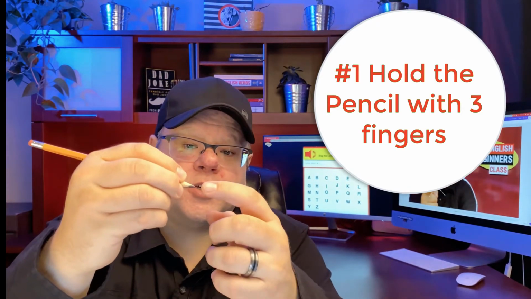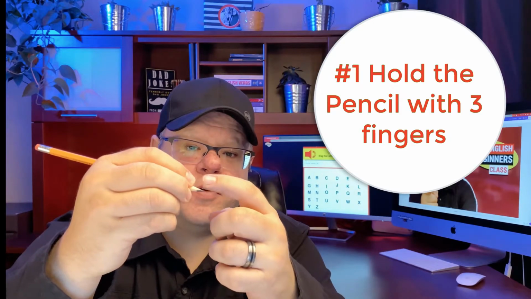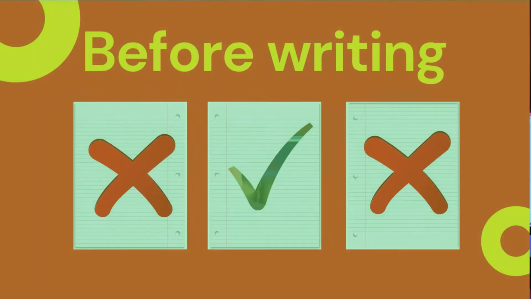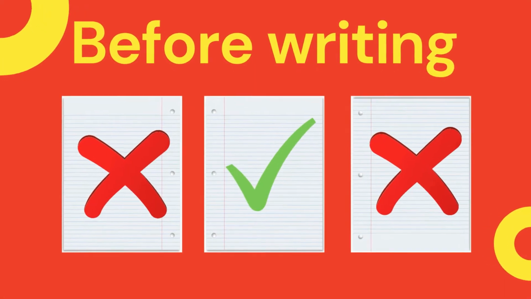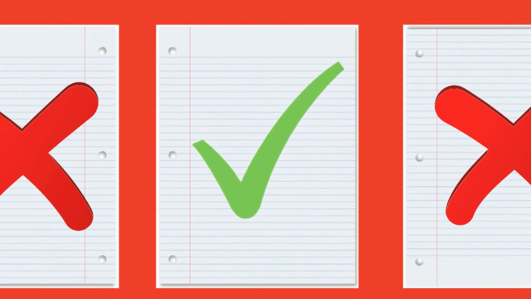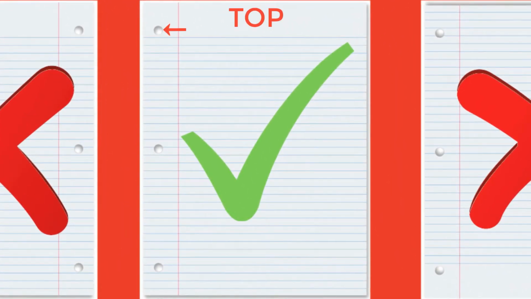about 1 inch from the tip of the pencil to the tip of your finger. Number 2, place the lined paper properly with the space at the top and the 3 holes to the left. Many new English students don't know that this is the proper way to place your paper in North America.